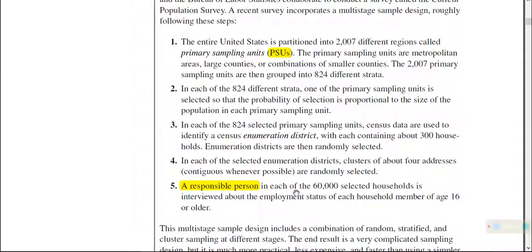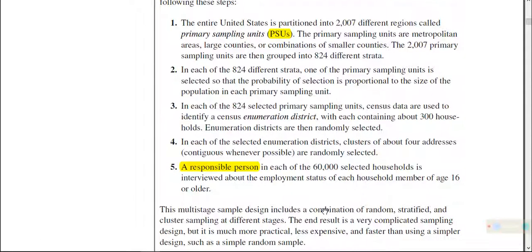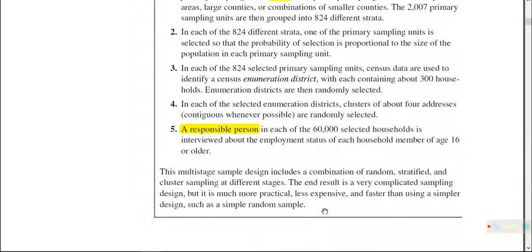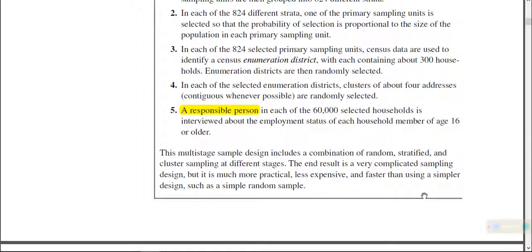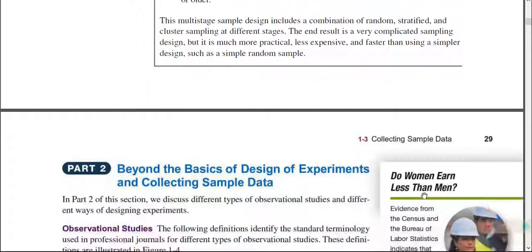A responsible person in each of the 60,000 selected households is interviewed about the employment status of each household member of age 16 or older. So dito convenient sampling na lang tayo. So for every stage, iba't ibang sampling method yung ginagamit until you get the desired number of samples that you want. So this multi-stage sample design includes a combination of random, stratified, and cluster sampling at different stages. The end result is a very complicated sampling design, but it is more practical, less expensive, and faster than using a simpler design, such as a simple random sample.